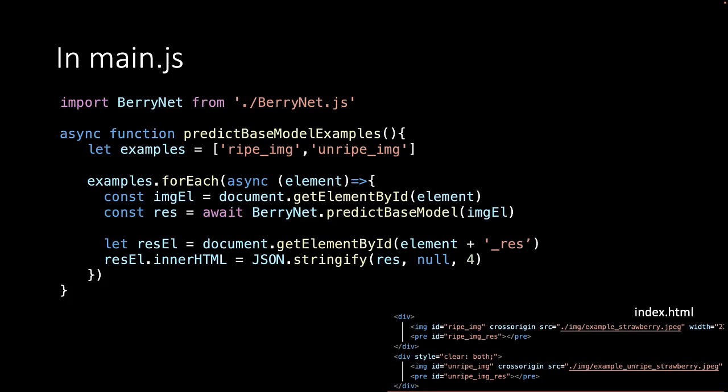In main.js, we will write a function to predict these base model examples. We take the two images from the HTML elements, and we ask berrynet, the code for which we will write next, what the base model predicts for this image. The result is then added into a result element, so we can see it on the web page.